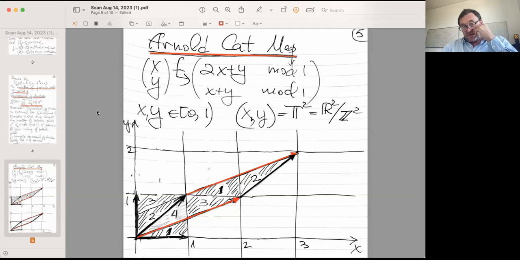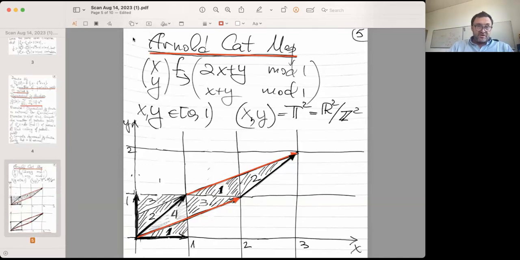And the picture which you see on the screen has an analytic formula. Namely, I take x and y, which are both between 0 and 1. So I am starting with a square. And then I am applying a map which is linear in its variables. Namely, the first component of my map is going to be 2x plus y mod 1. And the second component of my map is going to be x plus y mod 1.